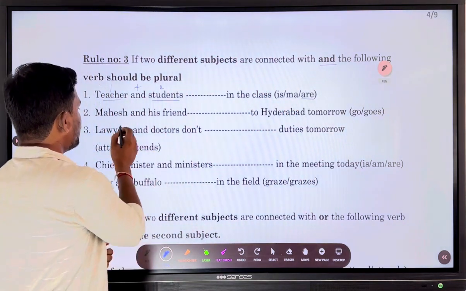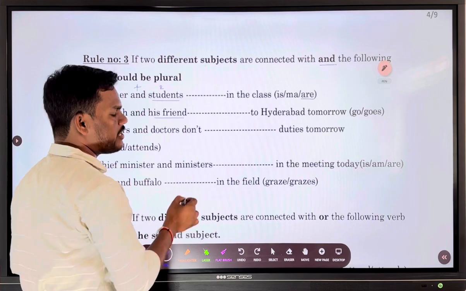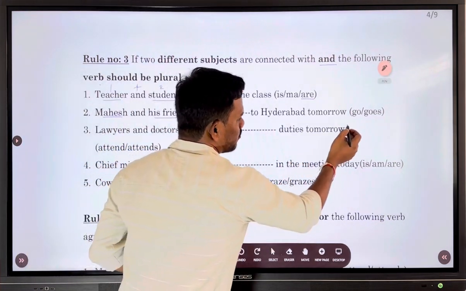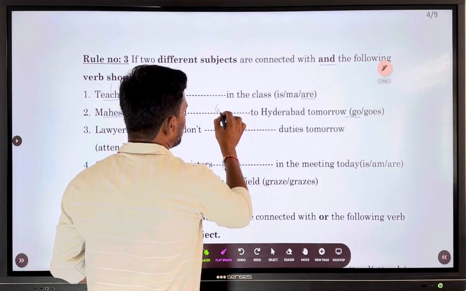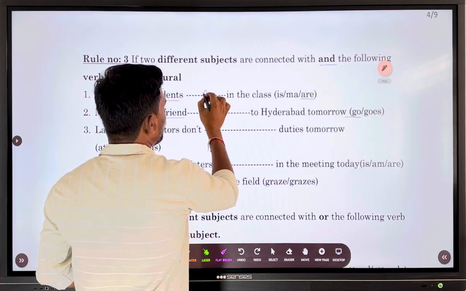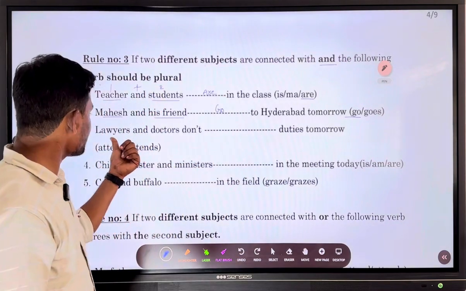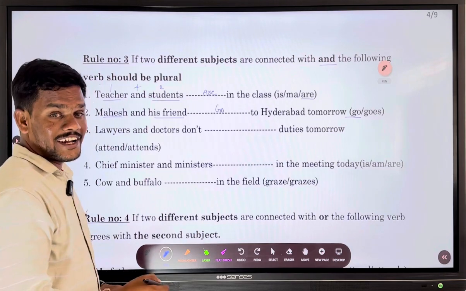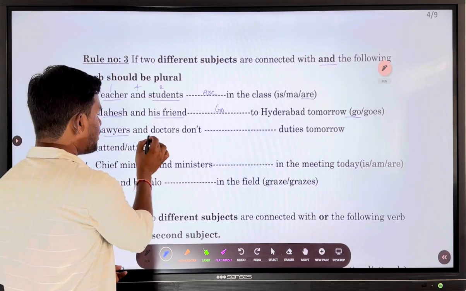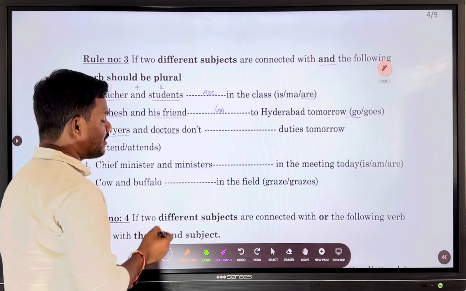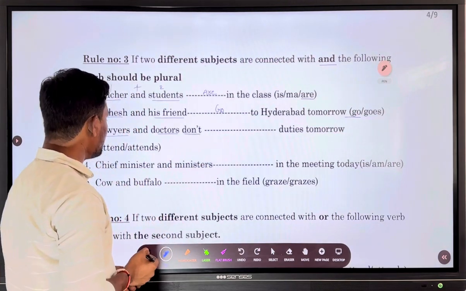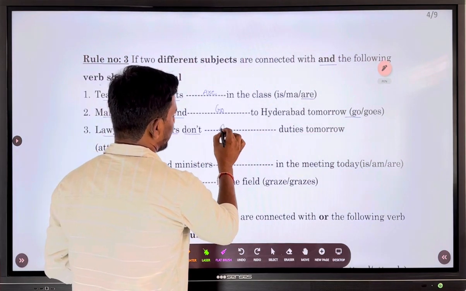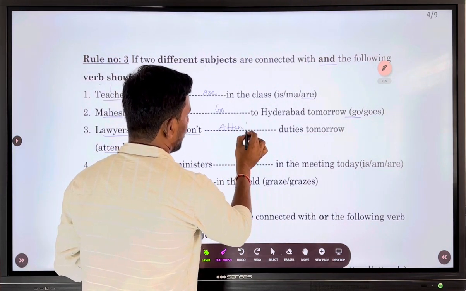And next, coming to Mahesh and his friends, it also becomes a plural noun and plural subject. That is why we have to take go. Here we can write down go. Next, coming to lawyers and doctors do not dash duties tomorrow. Attend or attends? Because lawyers and doctors both become plural, that is why we are taking do not as plural, and the following verb also should be plural. That is nothing but attend.